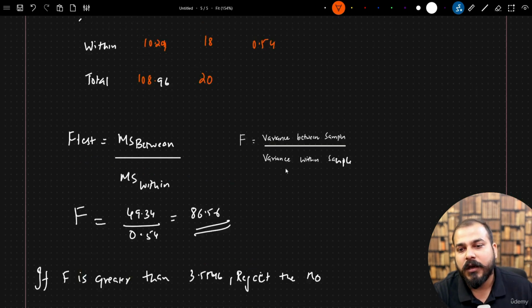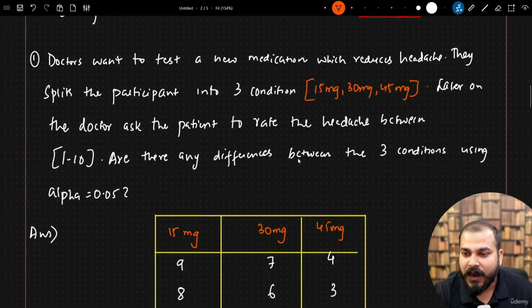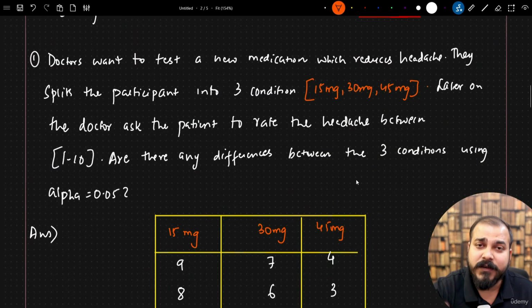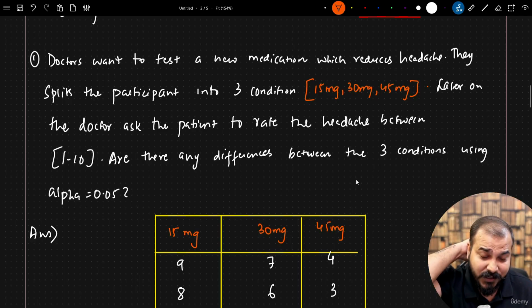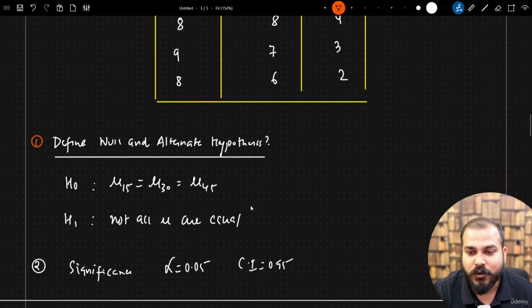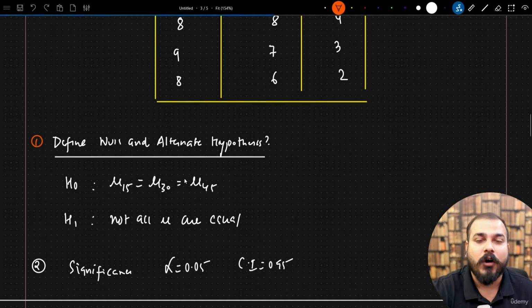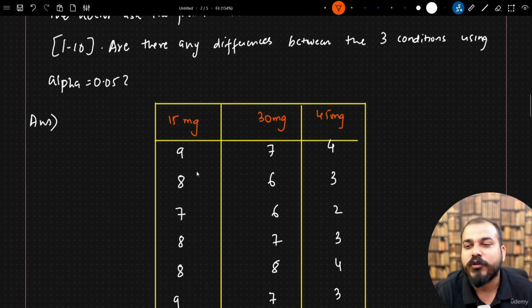In short, the conclusion you can make from this is: are there any differences between the three conditions? Obviously there are differences within these three conditions that you have. So your null hypothesis is getting rejected. This is not true, so not all are equal. At least one of them is not equal. In short, you can make that kind of conclusion.